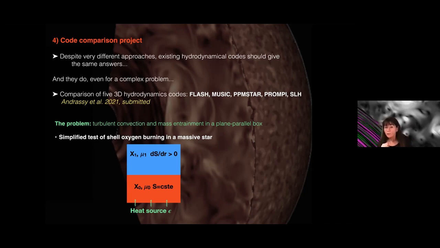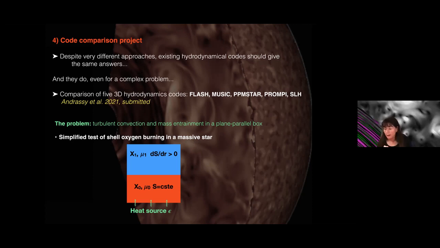And there has been a huge effort from several groups where 5 different hydrodynamical codes have been compared. Those codes are Flash, Music, ppm star, PROMPI, and SLH. This is a paper on AstroPH, recently submitted, led by Robert Andrassy, with all the people who are involved in the development and use of those codes.